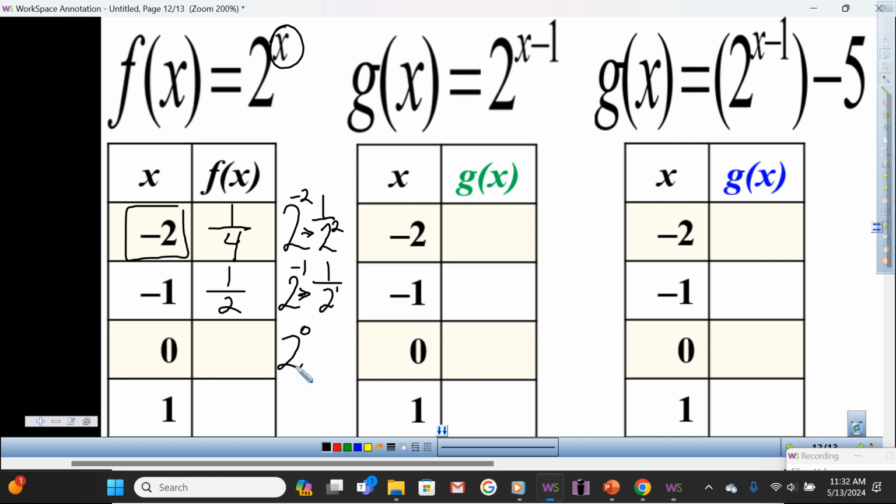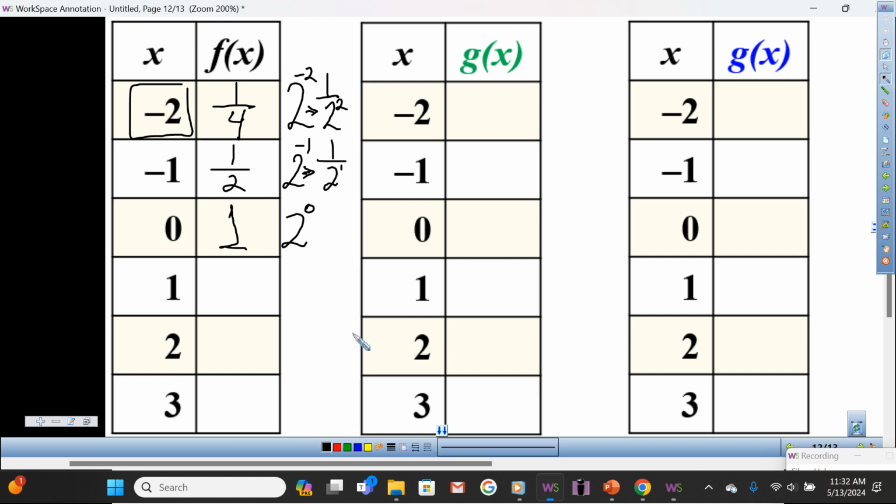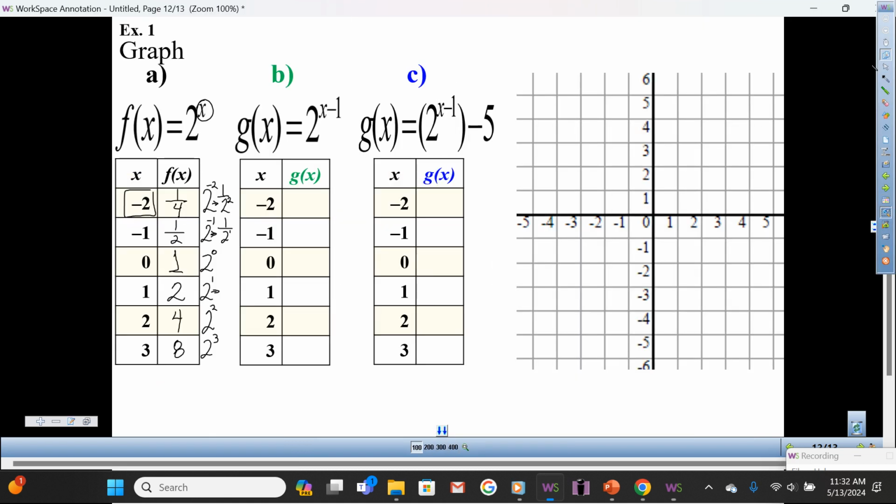Tell your neighbor what 2 to the 0 exponent is. Everyone. Get it? Everyone. That is correct. 1. Continue. 2 to the first power is the same as 2. 2 to the second power, everyone. And 2 to the third power is 8. All right. So let me zoom out. We got our table full.